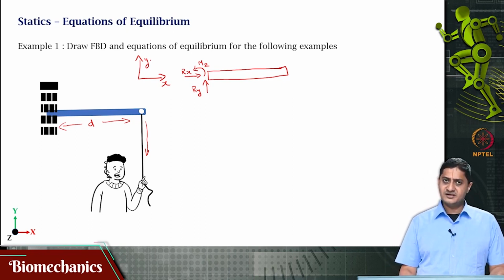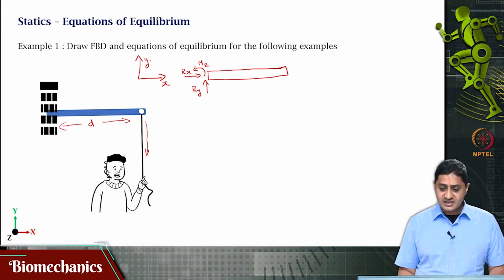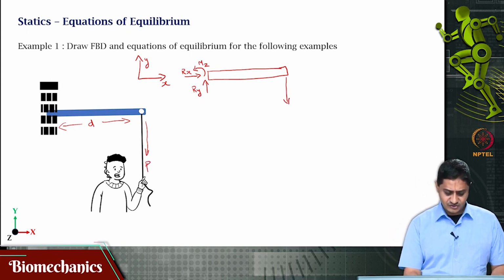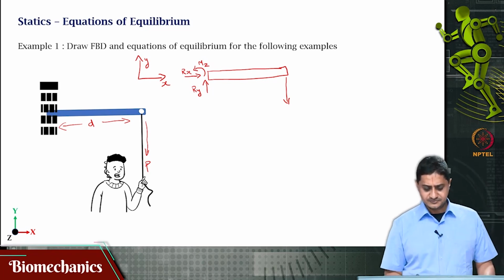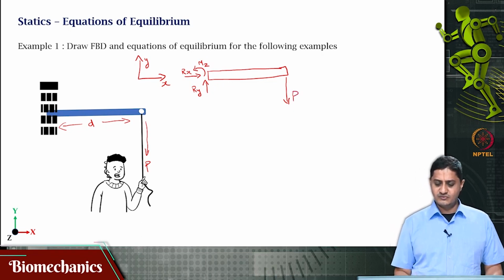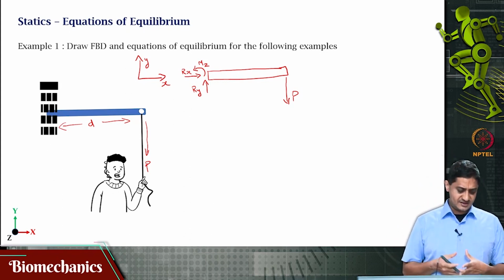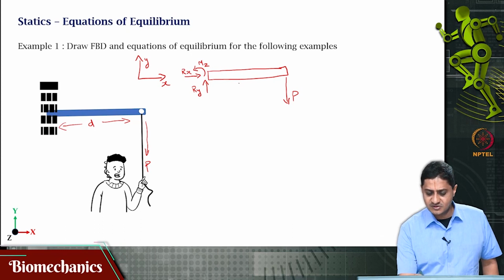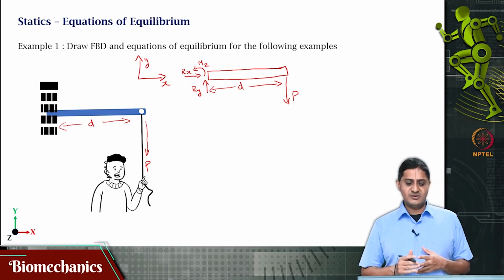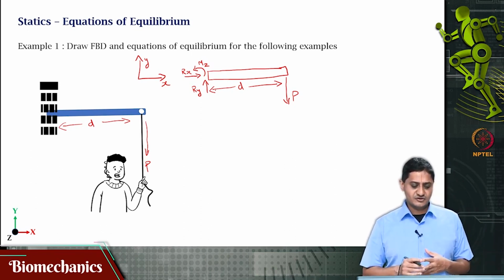Are we done? Have we completed this? The answer is no, because there are probably some other forces that are being applied. Did we miss anything? The answer is yes, because this person is applying a force. Let us say that this person is applying a known force P. Now are we done? The answer is yes. Also let us remember to mark the dimension, the length of this beam, as d. This is the free body diagram of the beam given the force that is being applied.